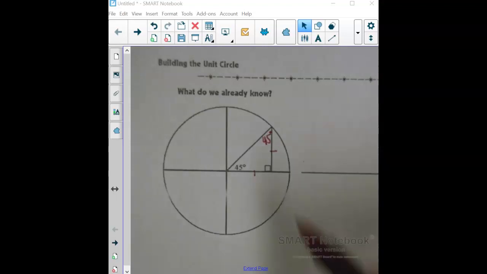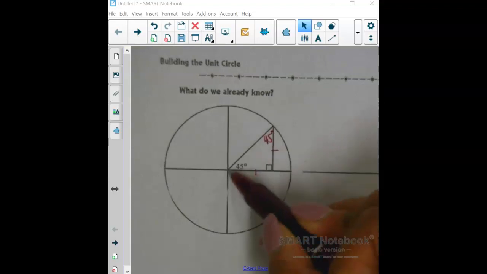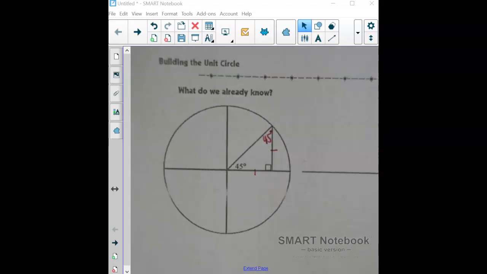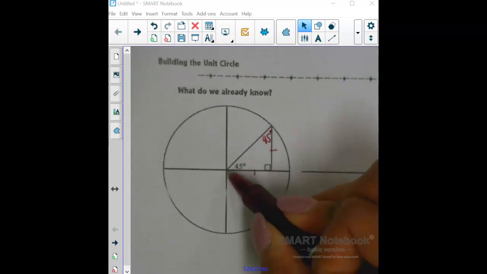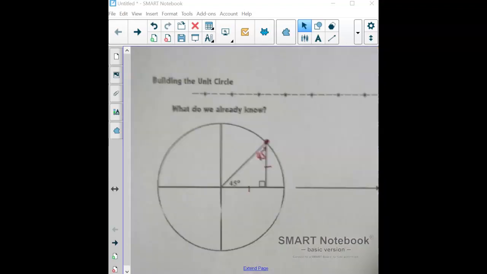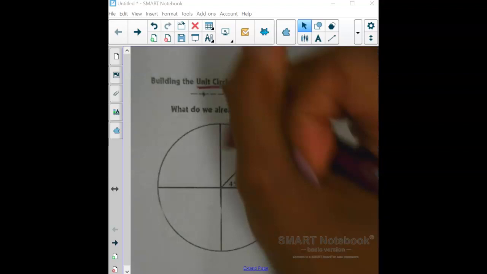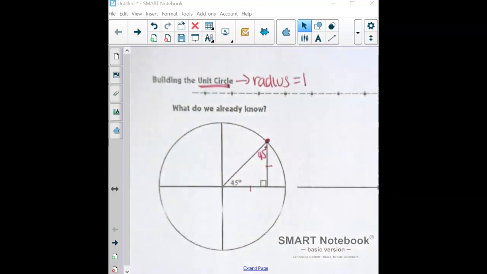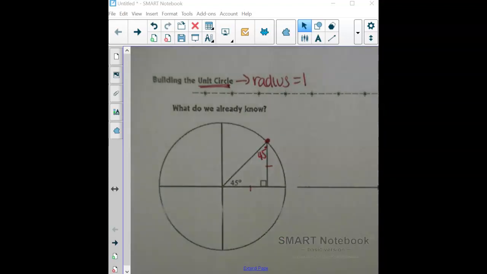If you look at this line here, that's the hypotenuse. What can you tell me about the hypotenuse? Think about it on your circle. It's the radius. Why is it the radius? Where is it going from? It's going from the origin, which is the center of your circle, out to your side. This is a radius. We've talked about the unit circle, and we've talked about the radius before. What's the radius for the unit circle? 1. We talked about that several days ago.